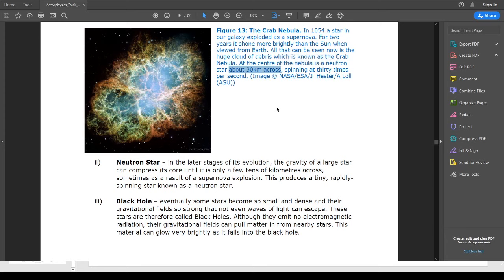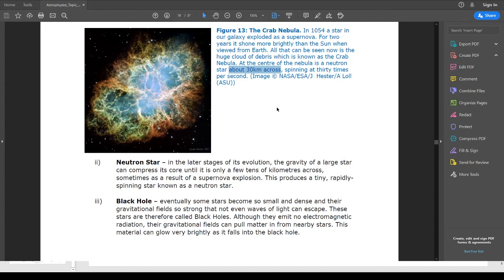30 kilometer. Can you believe it? The diameter is only 30 kilometer. You know how small 30 kilometer is? Let me give you an idea. Dhaka to Cox's Bazar is like, I don't know, more than 100 kilometers. So like 30 kilometer in diameter.